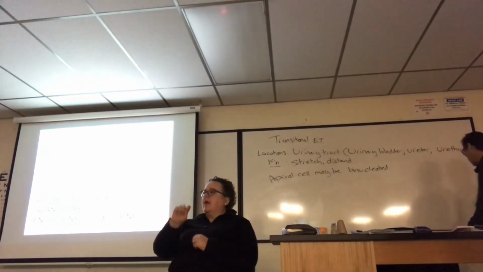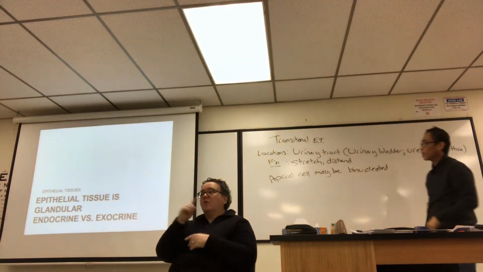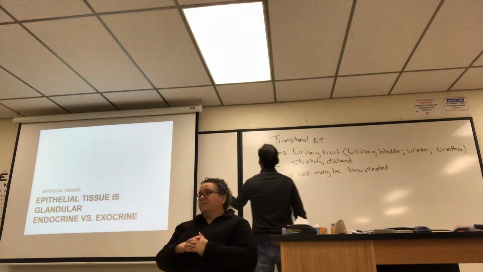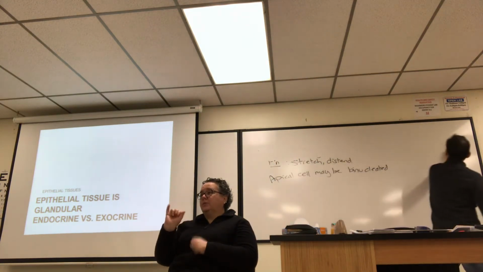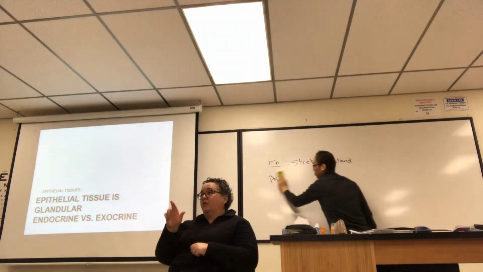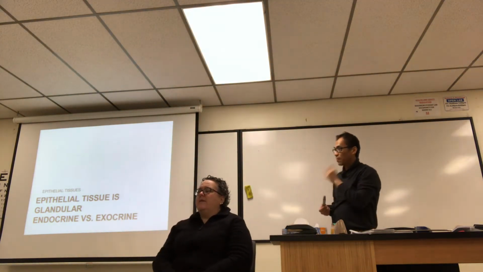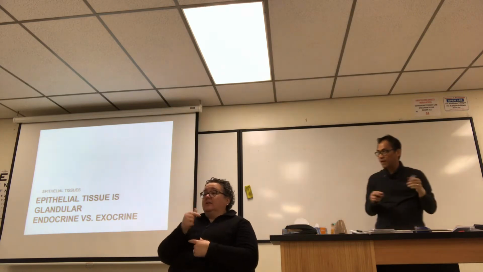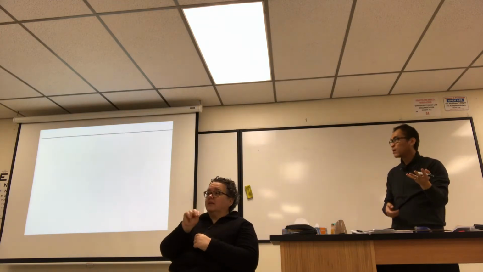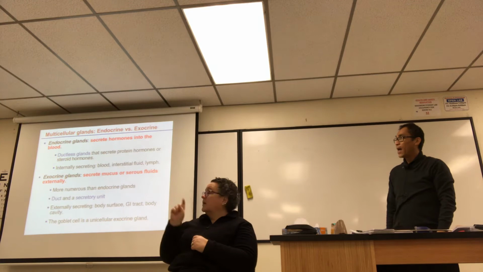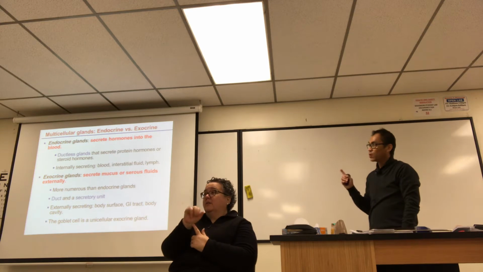Okay, now I want to teach a different function of epithelial tissues. Epithelial tissue can be glandular. So I'm going to teach you about the different kinds of glands. I say epithelial tissue is glandular, and there's different kinds of glandular secretions, endocrine versus exocrine. So essentially, let's learn what those words mean. What is meant by endocrine, exocrine? Endocrine glands secrete hormones into the blood.